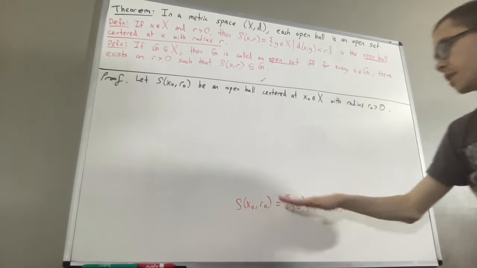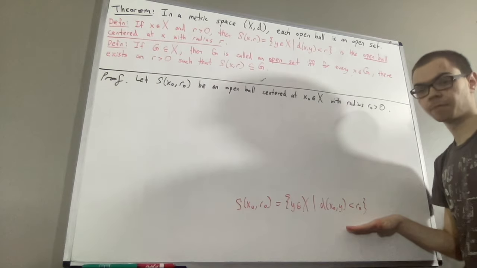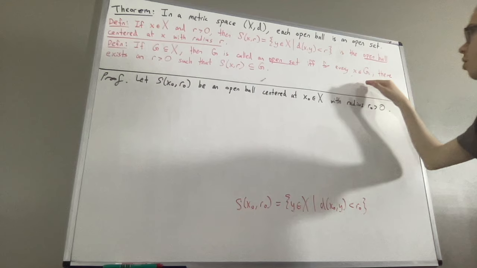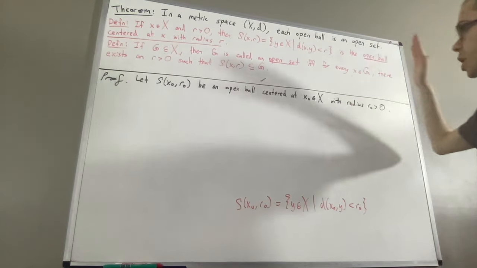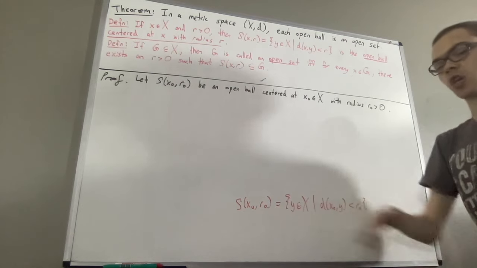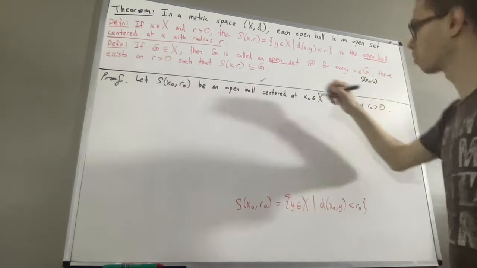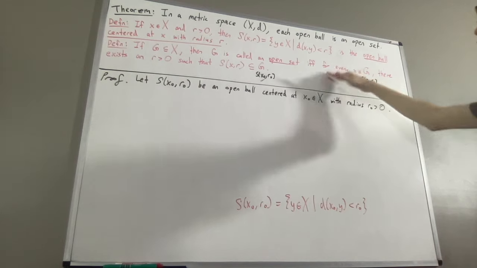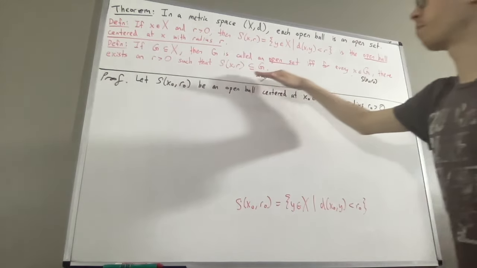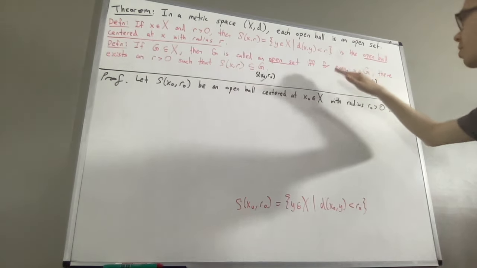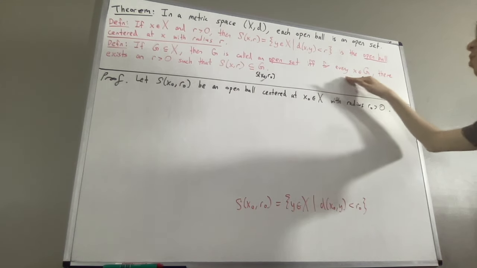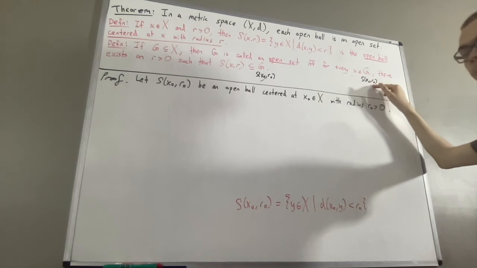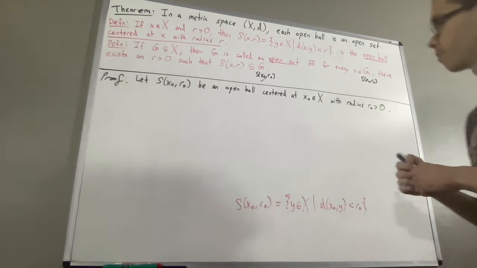So we want to show that this set is an open set. In the definition of an open set, we want to show that this statement is true, where we take G to be S of x naught comma r naught. Since we're trying to prove a statement about every element in S of x naught comma r naught, let's give ourselves an arbitrary element of S of x naught comma r naught. I'll call it x.